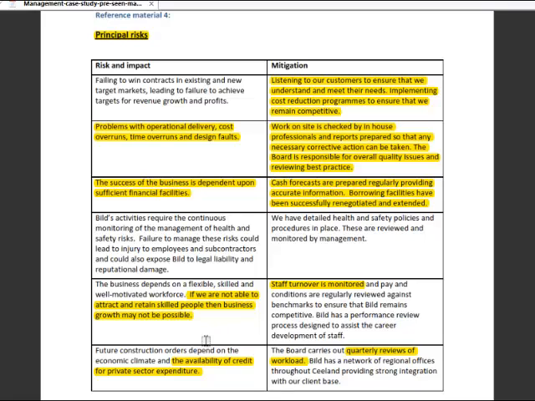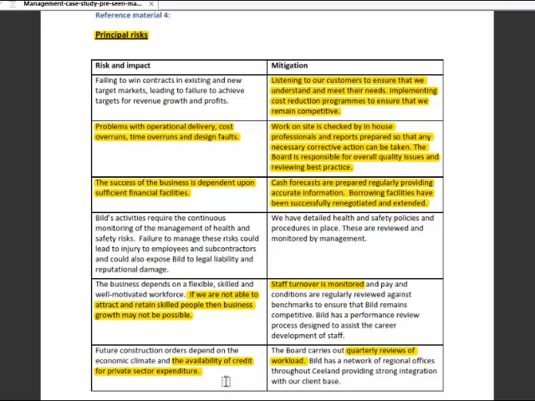Finally, future construction orders depend upon the economic climate and the availability of credit for private sector expenditure. Again, we need to understand what they're talking about here. What is the risk here? It depends on the economic climate. That's a general risk for everybody in the industry, of course. The availability of credit, and so we'll come back to that in the information later on in the case study.